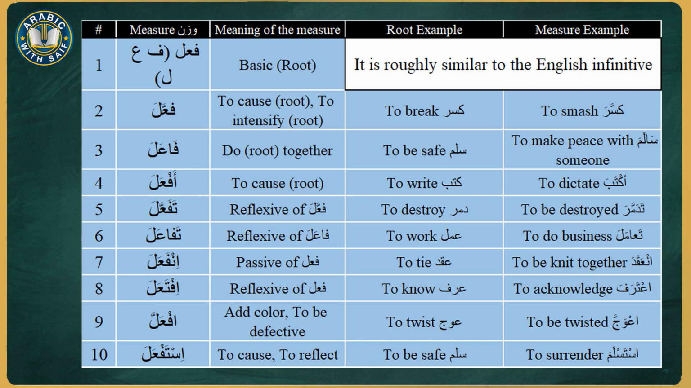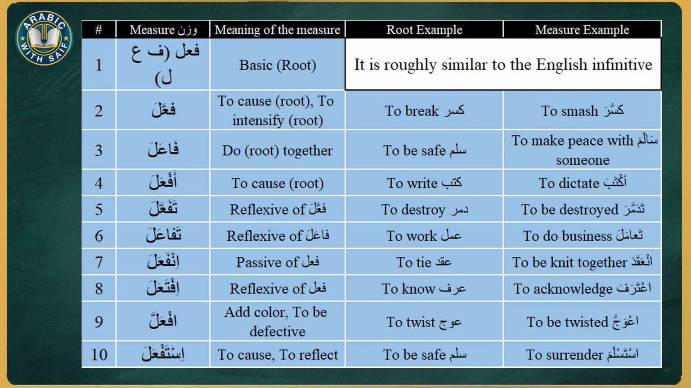Number 4, the measure أفعل means to cause the root. Example, the root كتب, to write. On the measure of أفعل, أكتب means to dictate. Number 5, the measure تفعّل, the reflexive of number 2 فعّل. Example, the root دمر, to destroy. On the measure of تفعّل, تدمّر means to be destroyed.